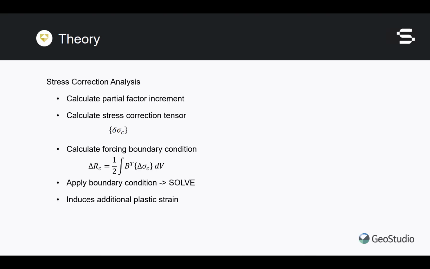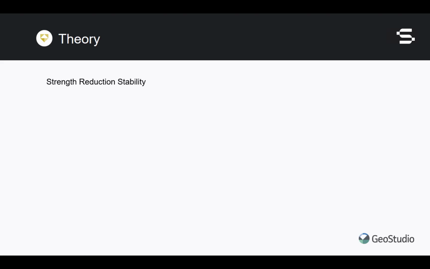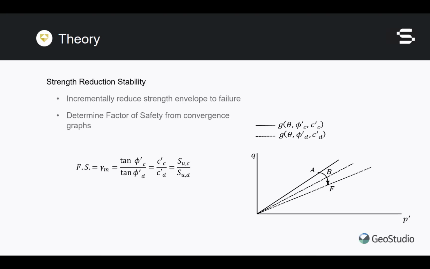Okay, so again, as I noted here, this is the theory behind a stress correction analysis. The strength reduction stability analysis is fundamentally the same as a stress correction analysis, except that in this case, the strength is reduced repeatedly by using increments in the partial factor until a global rupture is attained. The factor of safety must be interpreted using a variety of graphs, which I will review in the demonstration.